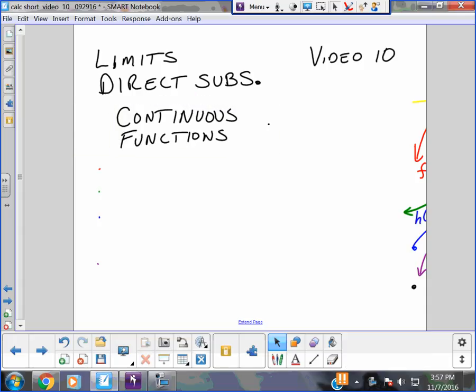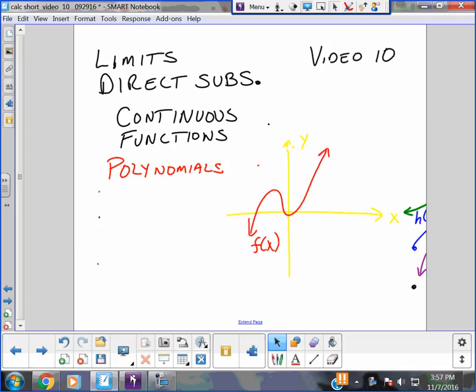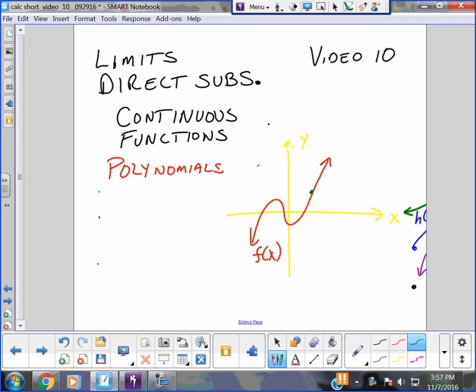Alright, so what kind of functions are continuous? And the easiest one is polynomials. Because if I make a graph of a polynomial, it is always continuous. It goes forever and ever. No matter where I look at a limit on this function, you're going to see that it is continuous. The value at that point exists. There are no infinite discontinuities, no jumps, no removables. Alright? So, again, that's where it's really important.